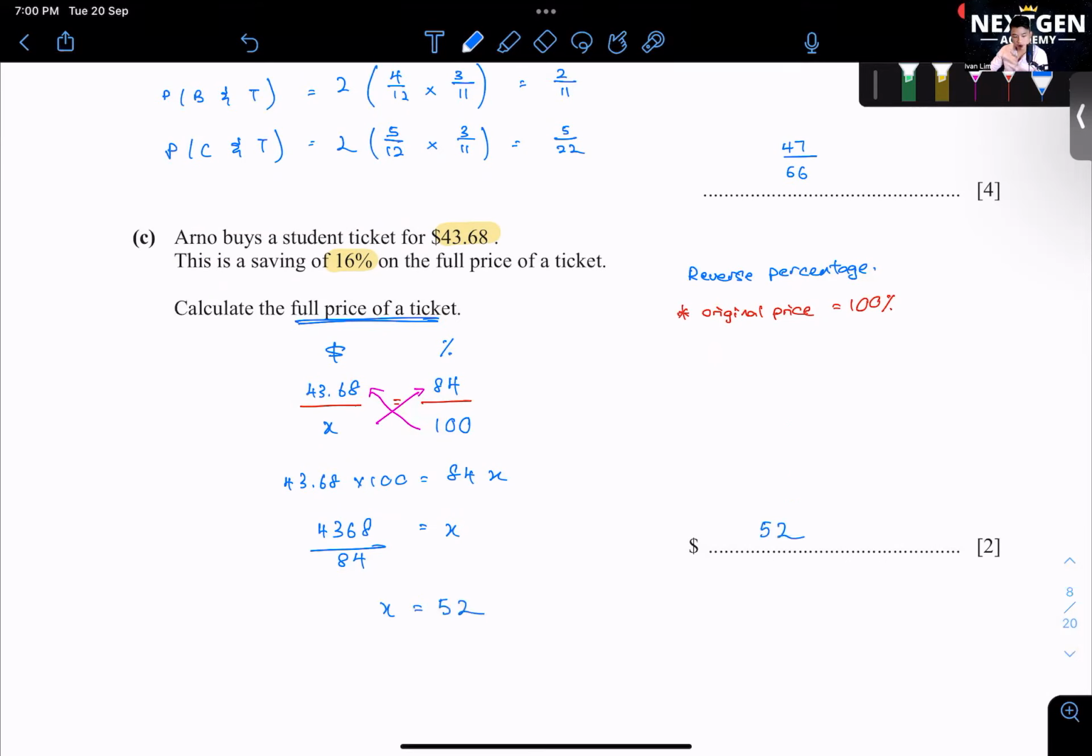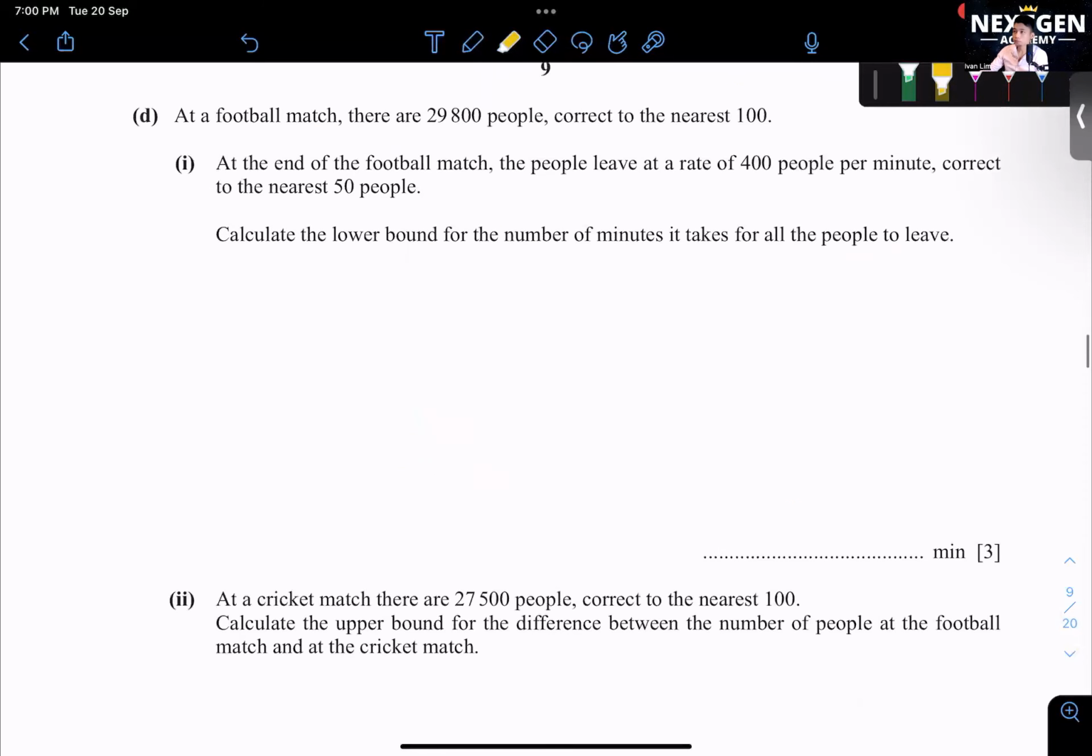Okay, so this is under reverse percentages. Percentages come out in chapter 1, section 1.6. If you're not so sure, go to the early chapters. The main thing is actually just to remember this fact: original price is equal to 100%. Then you will never get it wrong. Okay, next one.